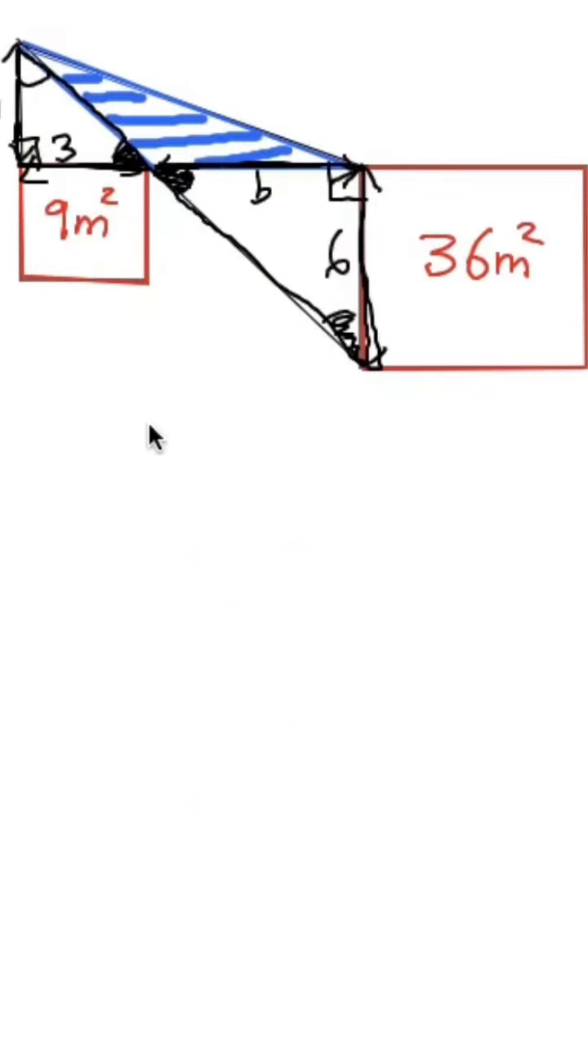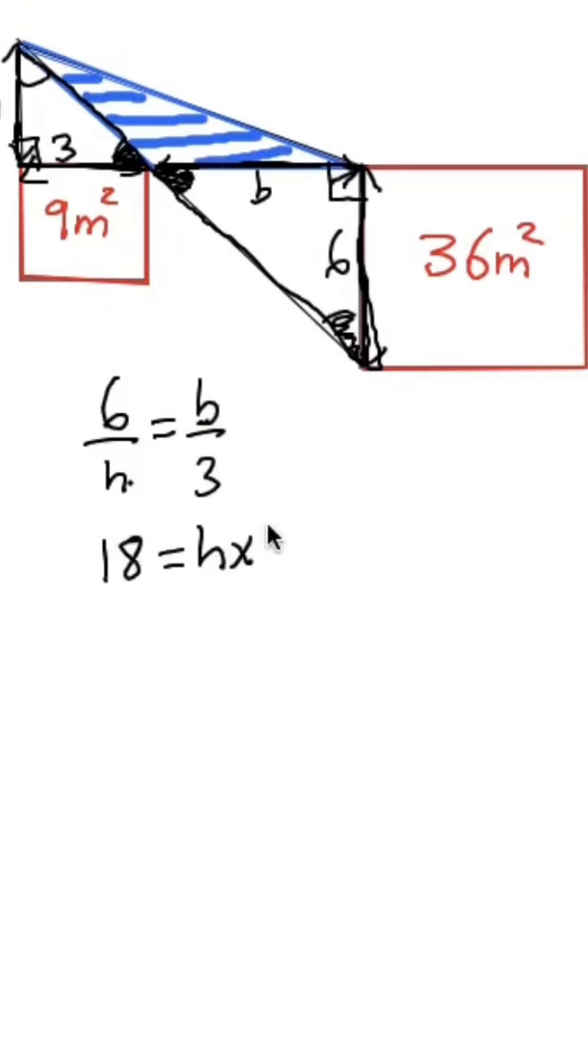And because they are similar, we can set up a ratio. We can say 6, which is this side, corresponds with the height. 6 over h is equal to the base, which corresponds with the side that has a length of 3. So we can say 6 over h is equal to b over 3. And we can cross multiply, and we get 18 is equal to b times h.